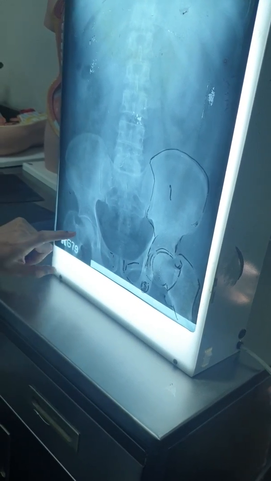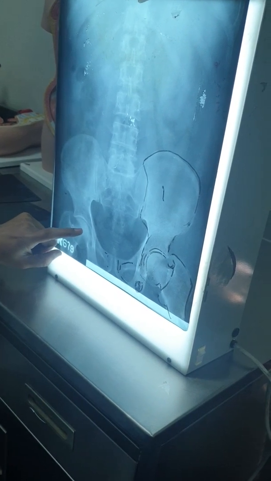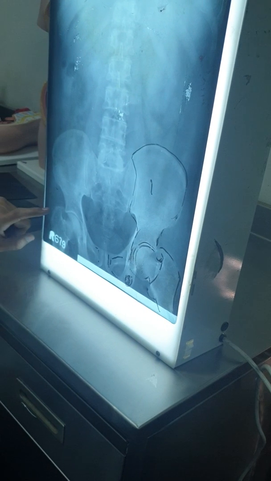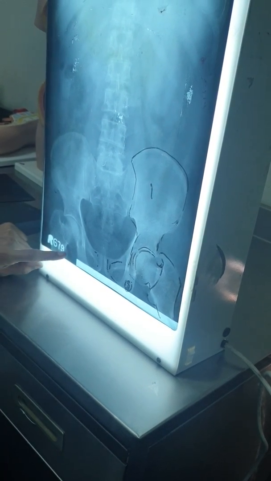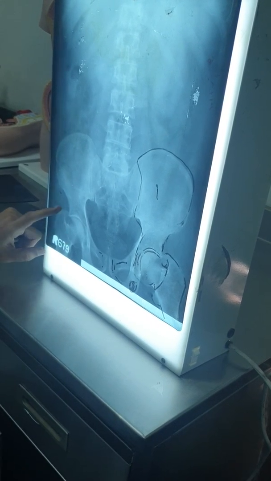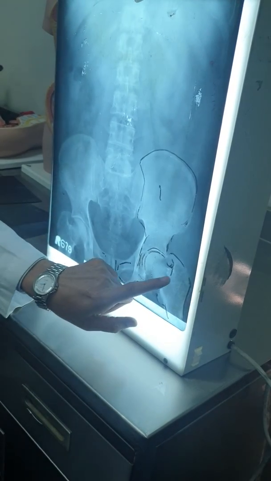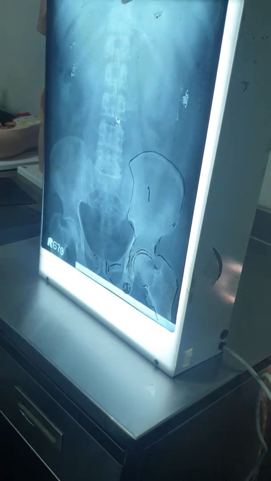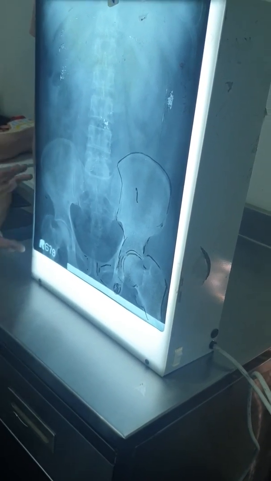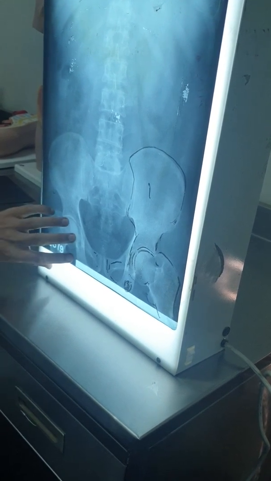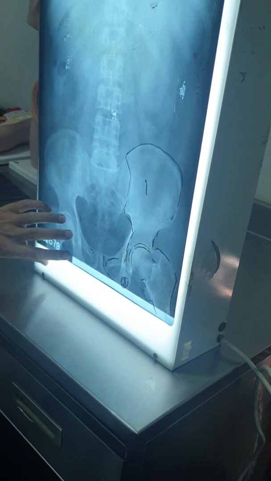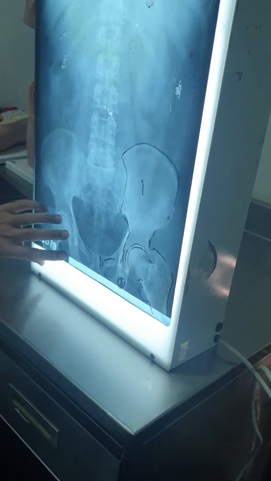Okay? The head of the femur, acetabular cavity, Shenton's line, greater trochanter, lesser trochanter, intertrochanteric crest. So please make sure about the upper end of the femur: head, neck, greater trochanter, lesser trochanter, intertrochanteric crest.